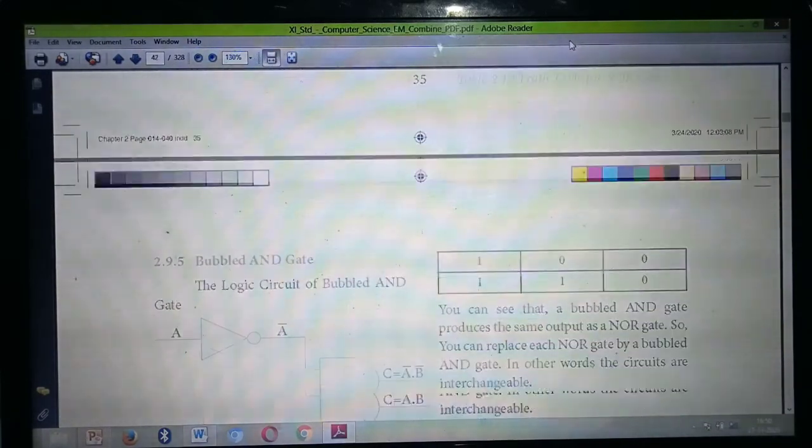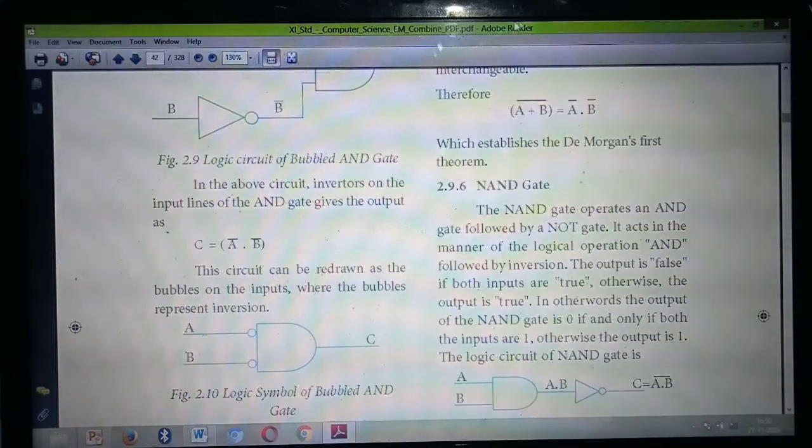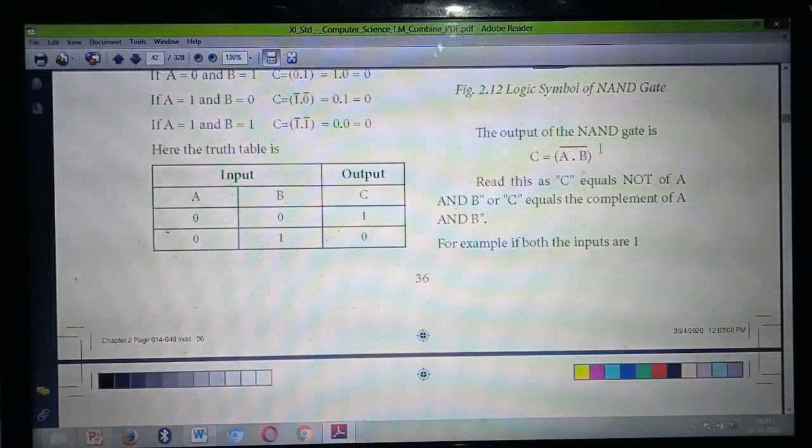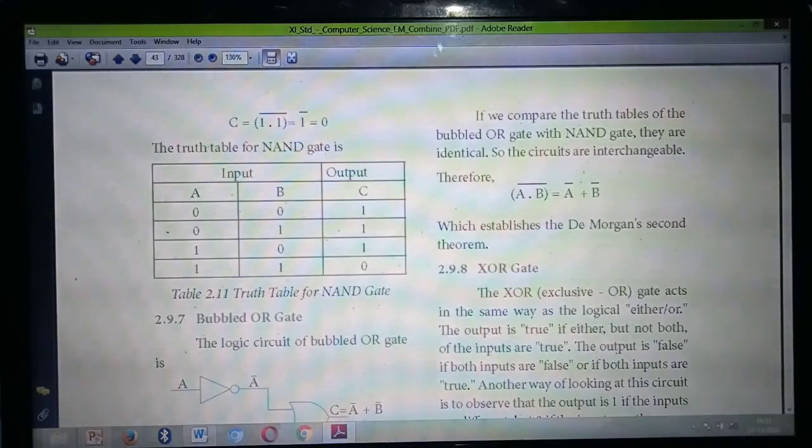Then the NAND gate, on the next page, page number 36, from here till page number 37, A dot B bar, NAND gate. Now the first point we have marked, these gates. Then the same question for the XOR gate.